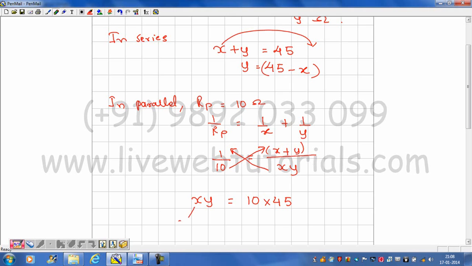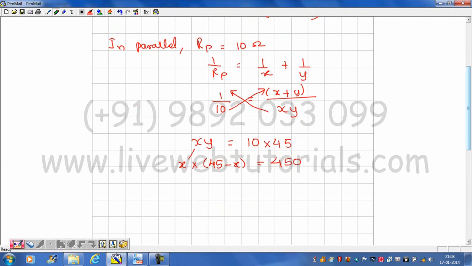So here X will remain X only. Y will become 45 minus X. This is equal to, if I multiply this, this becomes 450. I'll just open this bracket. 45x minus x square is equal to 450. Okay.